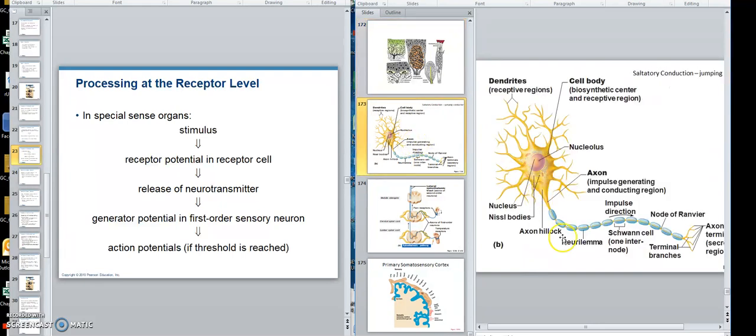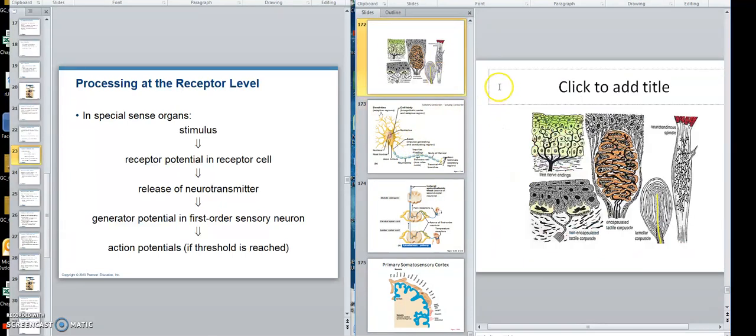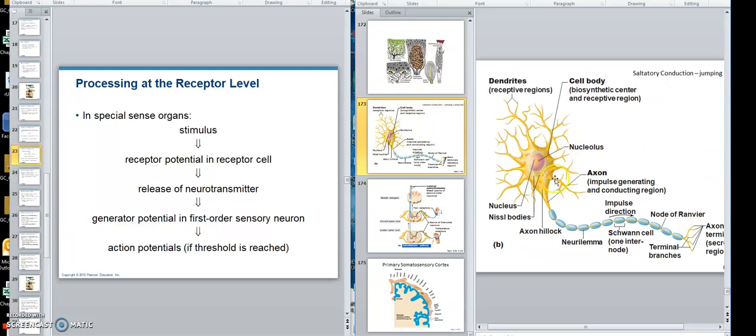And then this gives a graded potential. This gives all or none. Let me go back. This gives a graded potential, these here, because they can't do action potentials. Not in this area here. That's the dendritic area more. That's the dendritic area.